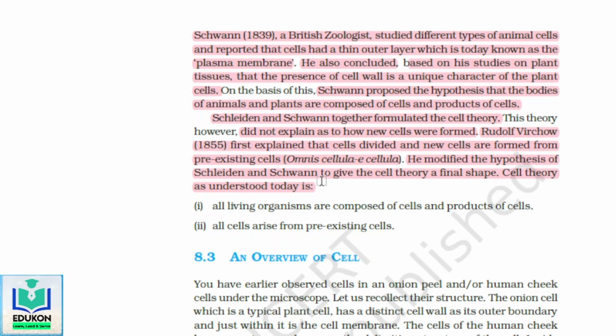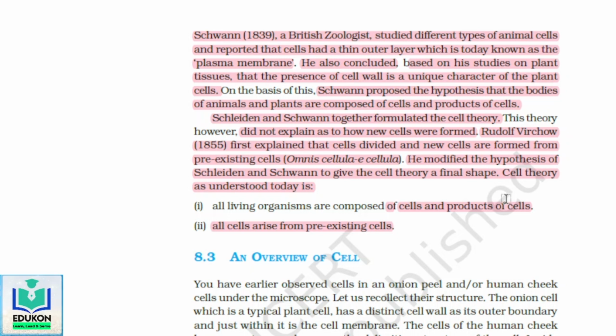And how do we understand the cell theory? We understand that all living organisms are composed of cells and products of cells. Then, all cells arise from pre-existing cells. So what are the two basic important rules of the cell theory? That all living organisms are composed of cells and also products of cells, and all cells arise from the pre-existing cell. Now we'll take an overview of a cell in the next video.